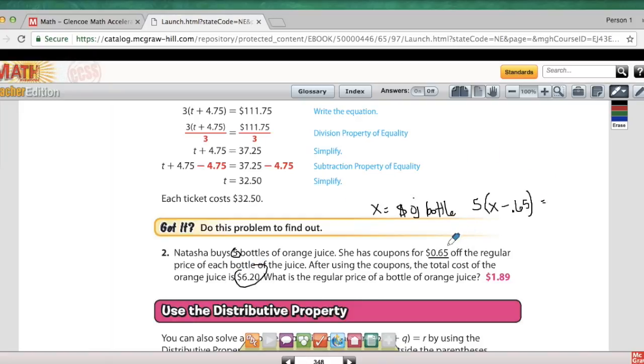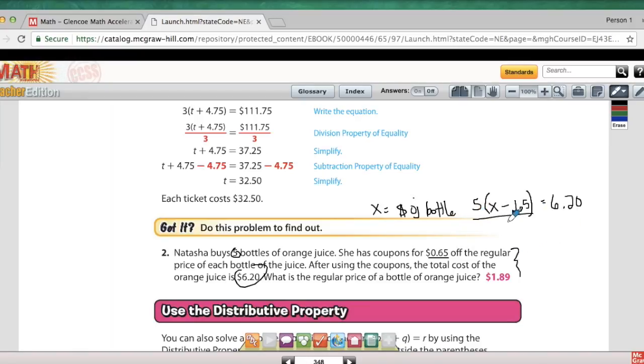Okay, so when you're translating from a word problem to an equation, you're really just working in smaller chunks with the information you know. Don't let that scare you when there's words and you have to translate them, because it really is just taking it apart piece by piece.